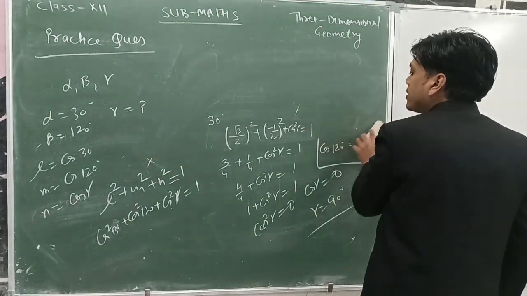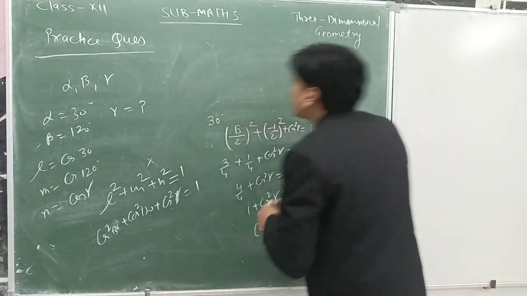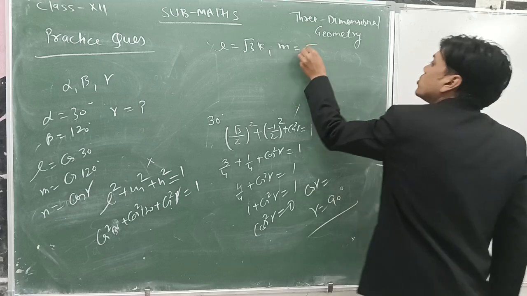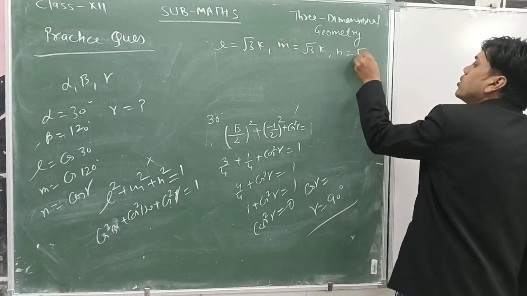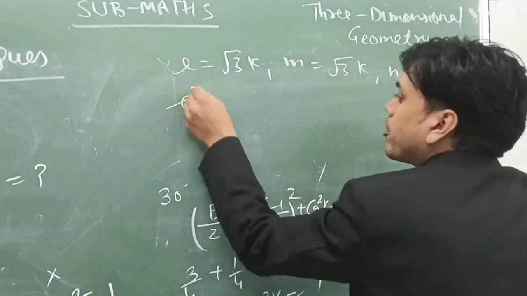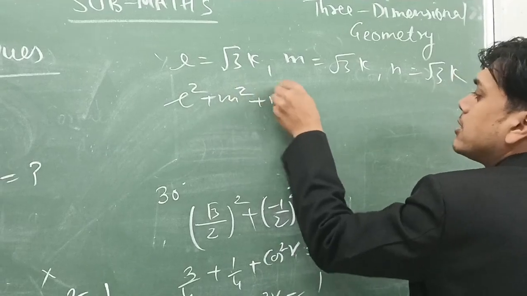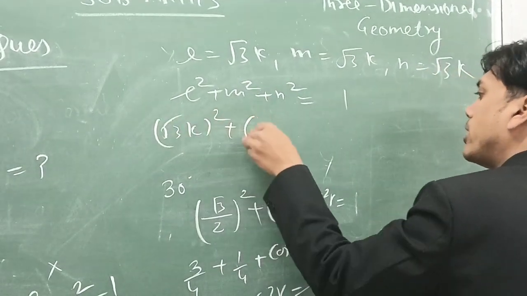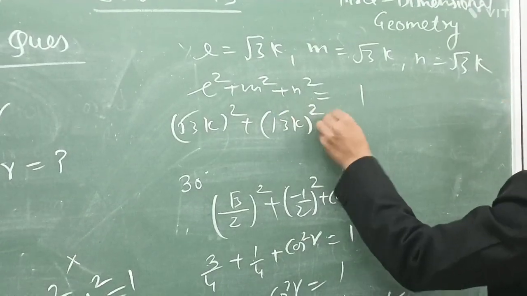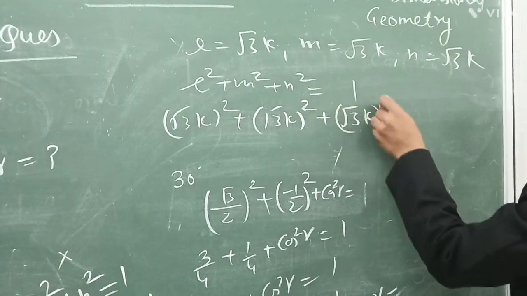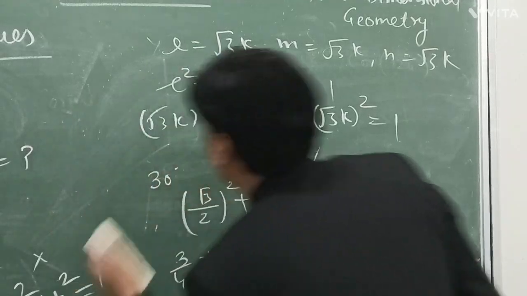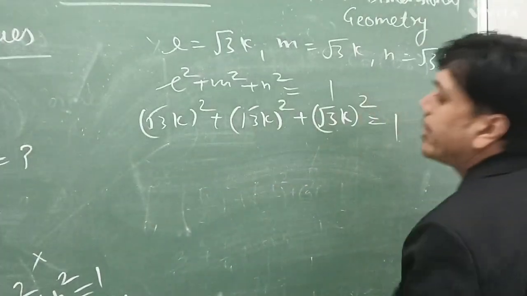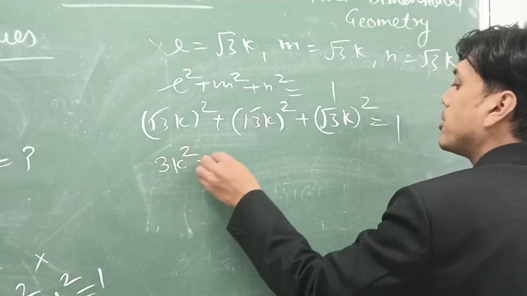So how can we solve this question? Equally inclined is this. So l is given as root 3k, m is given as root 3k and n is given as root 3k. So l square plus m square plus n square is equal to 1. So root 3k whole square plus root 3k whole square plus root 3k whole square is equal to 1. On squaring, we can get the square of root 3 is equal to 3, and this is k square.